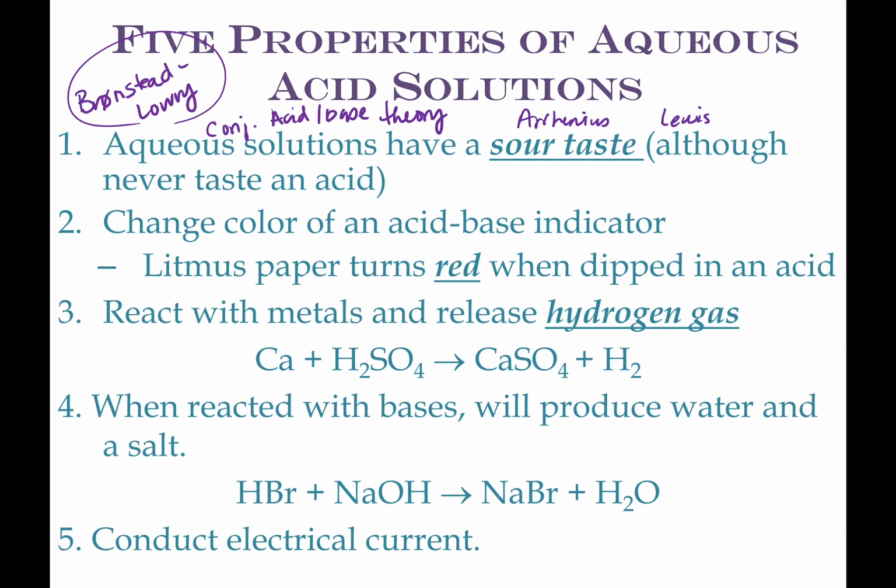So let's just go over some properties of acids. Acids are going to be our aqueous solutions of acids. They have a sour taste. If you have ever eaten citrus fruits and they have a sour taste, that's citric acid that you're tasting. You should never taste an acid in lab, even though it should have a sour taste. When we use litmus paper in lab, litmus paper should turn red when it's dipped into an acid.